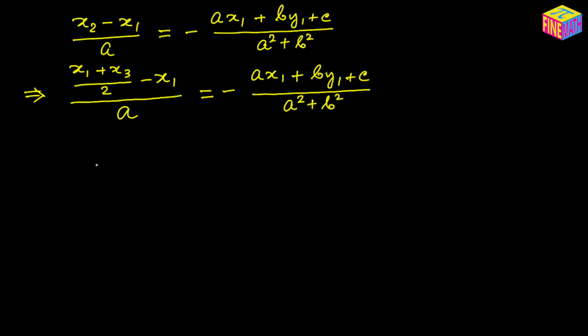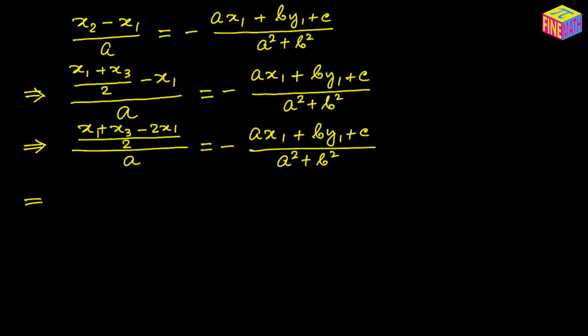And from here, if we simplify this a little bit, all of this is over a, and then here what do we get? Well, here we get x sub 1 plus x sub 3 minus 2 times x sub 1, and that is over 2 is equal to this quantity. And from here, can we write it as x sub 3 minus x sub 1? We have one positive x sub 1 and two negative x sub 1s, right?